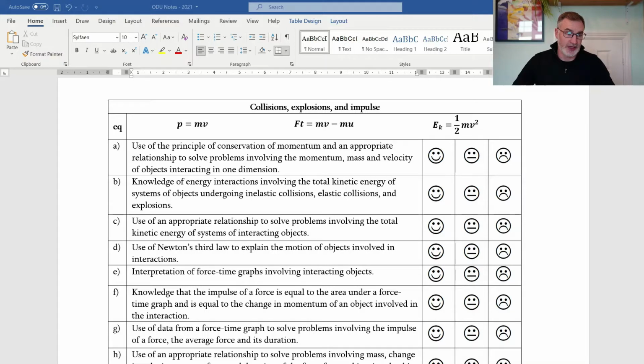Hi, in this video we're going to introduce the concept of momentum, and this will cover two of the learning outcomes that we have shown as A and B. So, use the principle of conservation of momentum and appropriate relationships to solve problems involving momentum. Also, knowledge of energy interactions involving the total kinetic energy of systems undergoing various types of collisions.